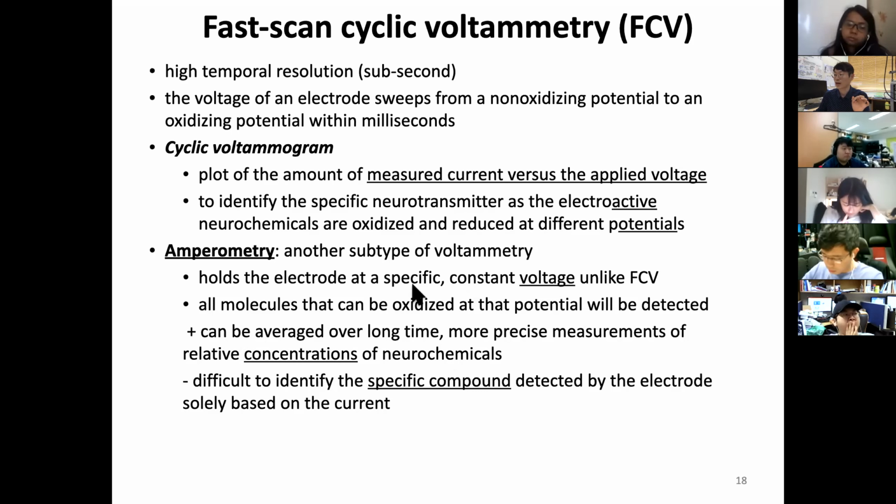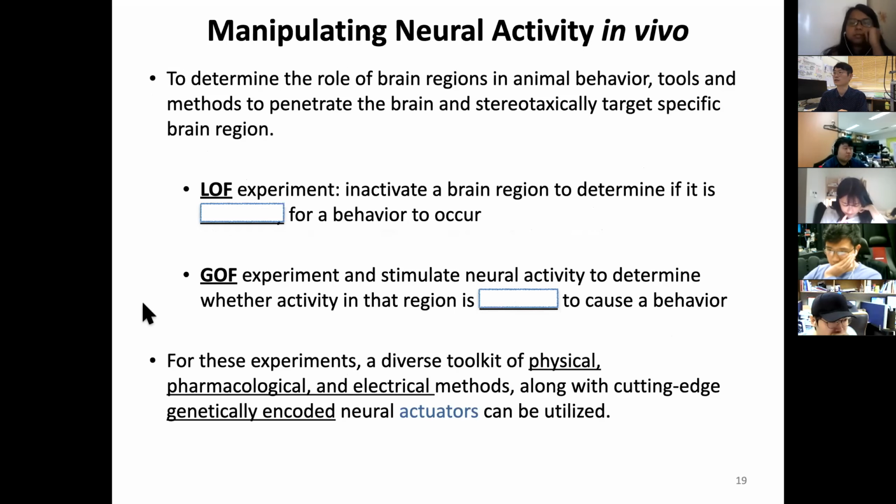However, because you have a specific constant voltage, all the molecules that can be oxidized will be detected. So it's a little difficult to identify the specific compound detected by these electrodes solely based on the current itself. Okay, so this is the last one. We covered measuring neurochemicals and accessing the brain by using implantable chambers.